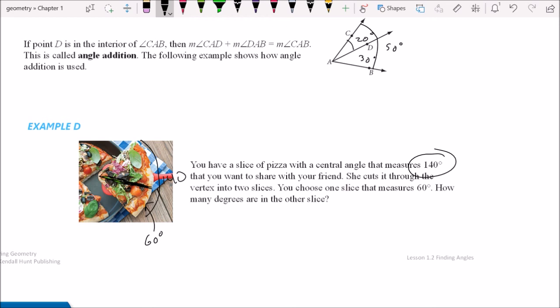But like the technical way, if you wanted to show work, I mean, intuition is great, but if you want to show work, we'd say the whole slice is 140, and we just took away 60 degrees from it. So what's left over is 80 degrees. That's a simple example of the angle addition postulate. And they don't get a whole lot nastier than that. It's just the concept that if you put two angles together, you get a bigger angle, okay?